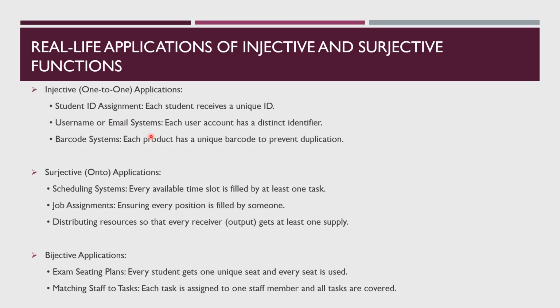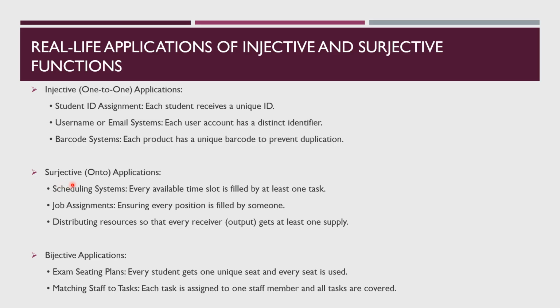Username or email system. So your email address too is one-to-one. It corresponds to only your account, and each user account has a distinct identifier. Barcode system: each product has a unique barcode to prevent duplication. So when you buy a product, you can see some barcode on the side or on the top of the product. This barcode is very unique. It's unique to this particular product, and it is there to prevent duplication.